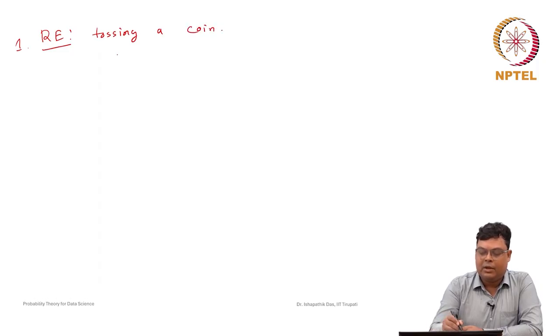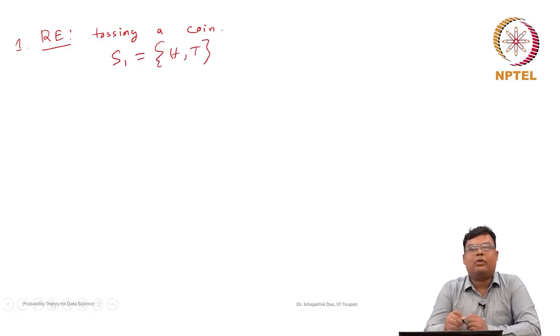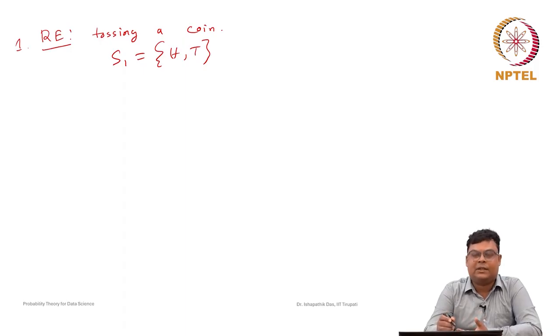Tossing a coin, the sample space S1 is nothing but head and tail. Suppose we consider the power set; will it be a sigma field? The power set contains all the elements, and S also belongs to the power set. Any subset you consider, its complement will be a subset of S, and that will be inside the power set.